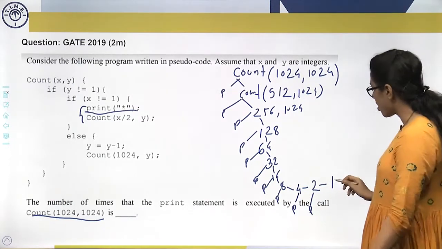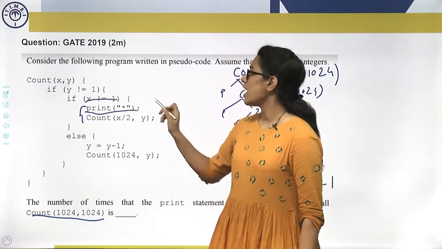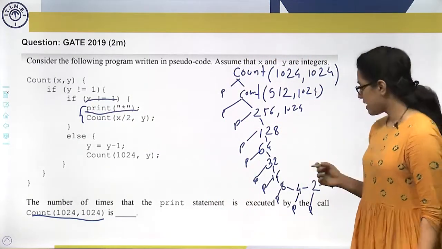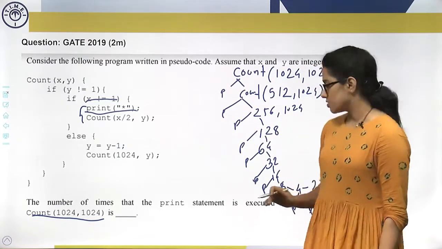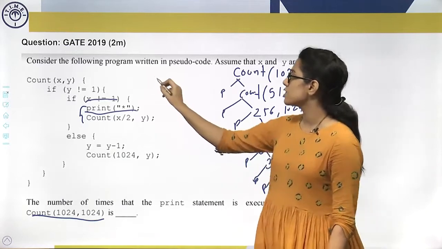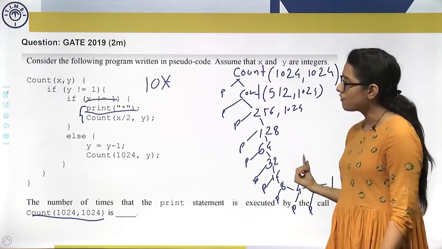Now see, for 1 there will be no print statement, because what is the termination condition? x is not equal to 1. When x becomes 1, the print statement will not get executed. So exactly how many times is the print statement executing? 10 times.